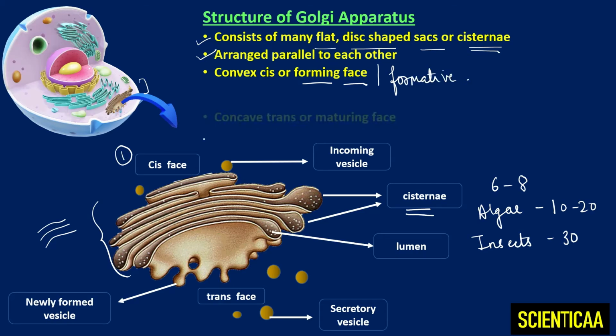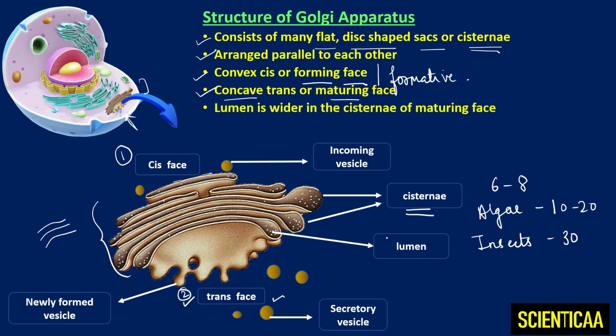It is convex in shape and is also called the formative or forming phase. The second phase is the trans phase, which is concave and also called the maturing phase. Now, the trans phase is distally arranged and it is concave. Now, this concave maturing phase lies towards the plasma lemma. So when we see this eukaryotic cell, the concave phase is lying towards this plasma lemma.